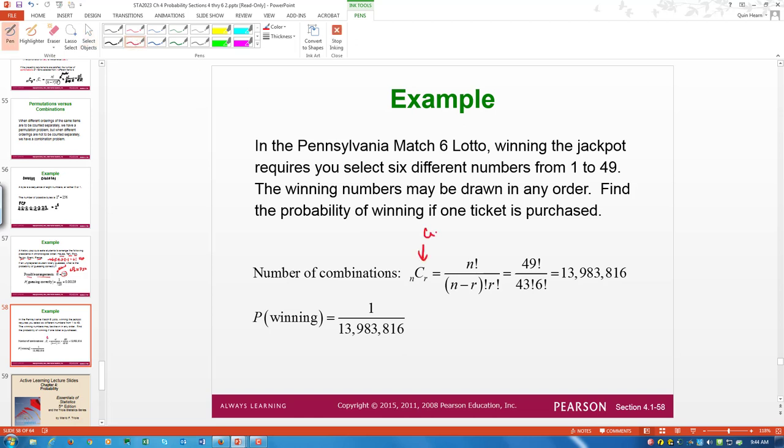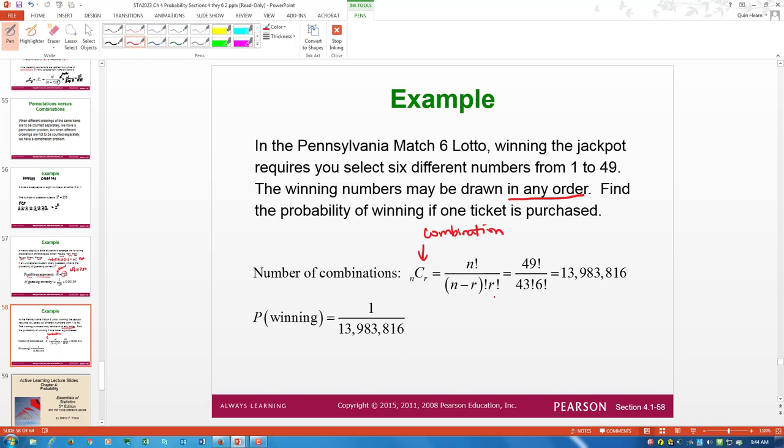And the big clue is in any order. The only type of calculation we have that allows us to calculate in any order is combination. If the order matters, it has to be one of the other three possibilities. You're going to have to use fundamental counting principle, permutation, or factorial. But if the order doesn't matter, you have to figure out some way to use combinations, basically.